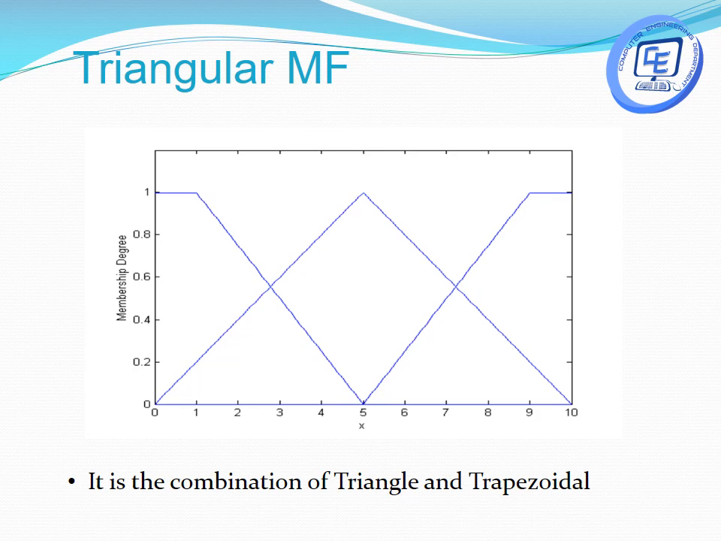The left side blue line suggests the left shoulder triangular membership function. The right side, between 5 to 10, denotes the right shoulder triangle, and from 0 to 10 the actual triangle denotes the triangular membership function. So it is a combination of the triangle and trapezoidal. From 0 to 5, which has the left shoulder, we can say trapezoidal, and from 5 to 10 also trapezoidal, and 0 to 10 the middle triangle is the actual triangular membership.